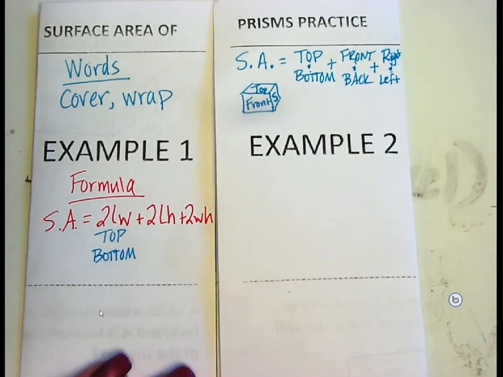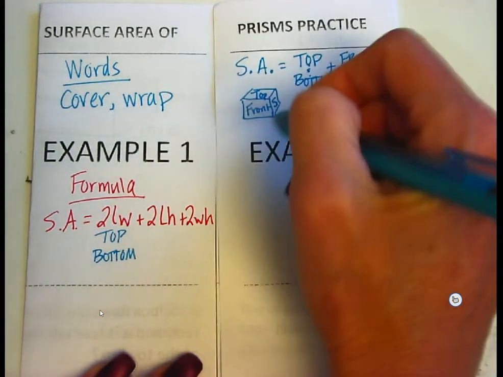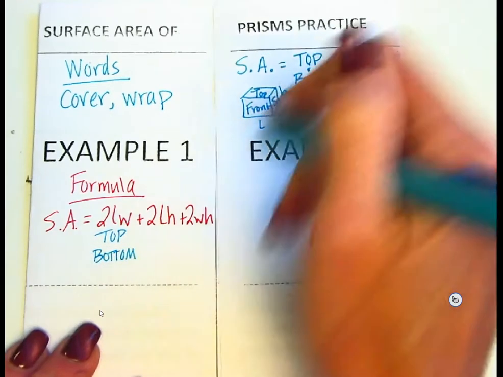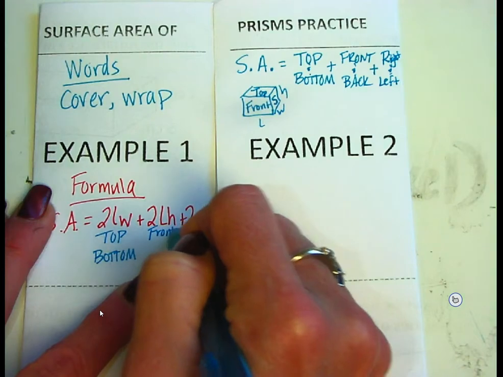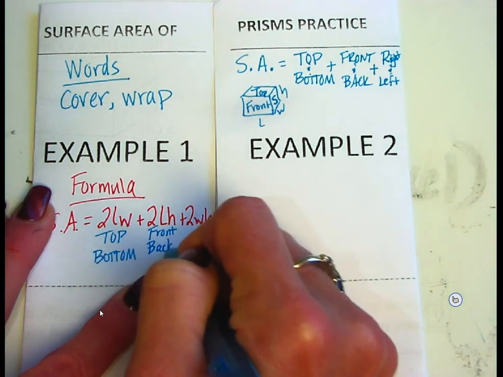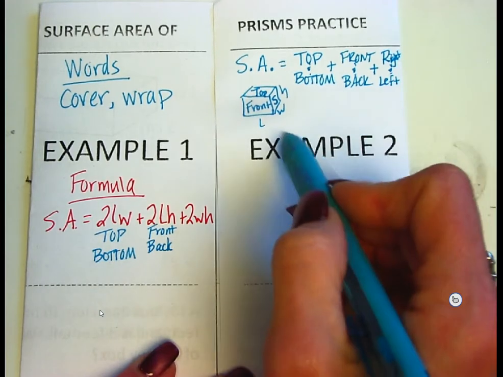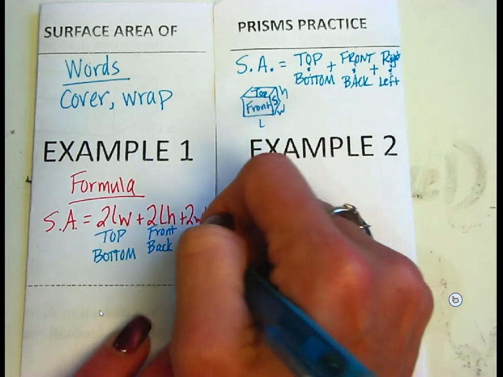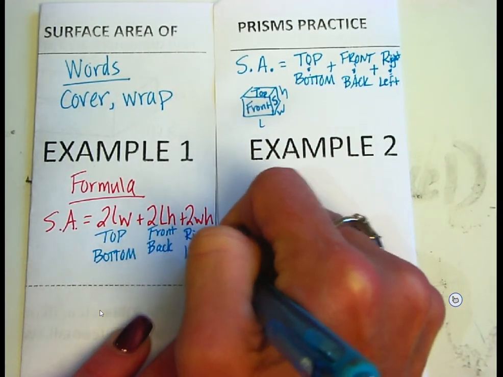The length times height, if you notice here, so length, we should label this, length times width times height. Our length times height is going to give us our front and our back, and then our width times height is going to give us, you can see from the picture, the area of each side. So the right and the left.